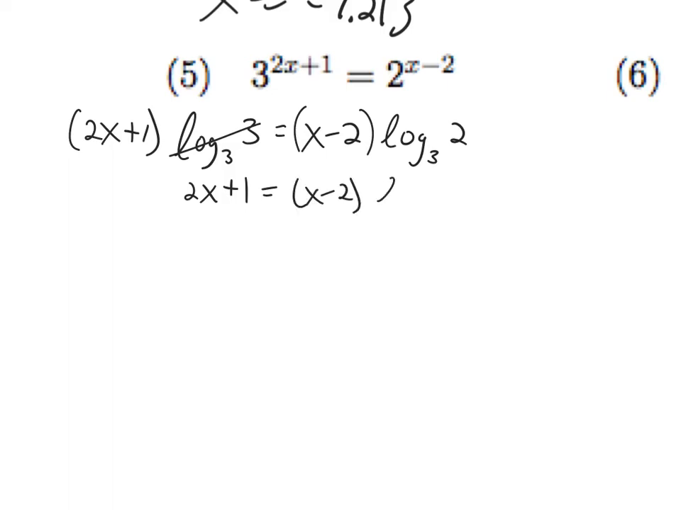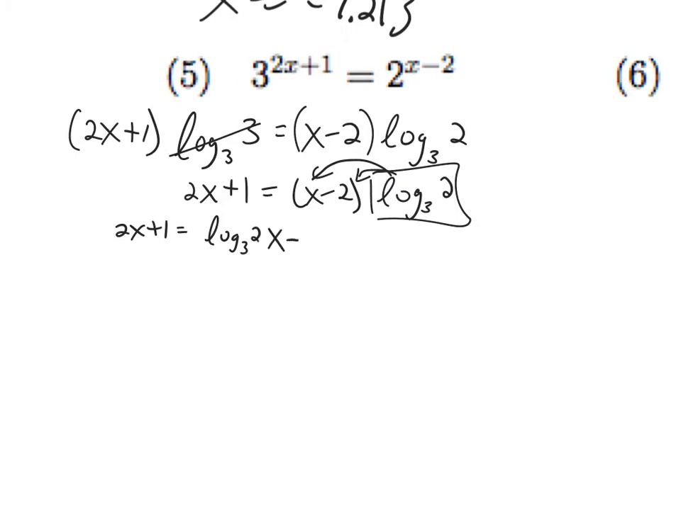x minus 2 times the log base 3 of 2. And this is just a number, right? So I can distribute and then move my x's to one side, move my numbers to the other side, and then try to factor an x out and get it alone. So if I distribute this here, I would have 2x plus 1 equals log base 3 of 2x minus 2 log base 3 of 2. So I'm going to get my numbers over here, and I'm going to get my x's over to the left.